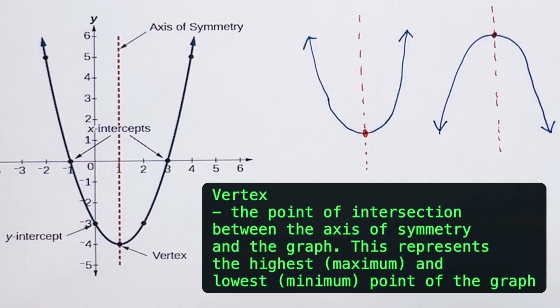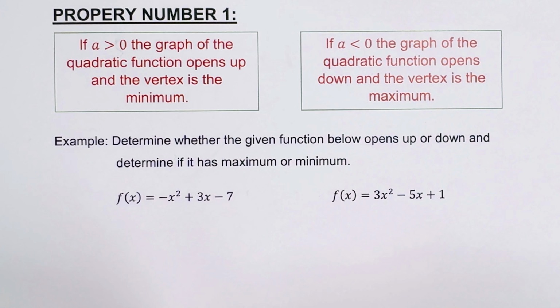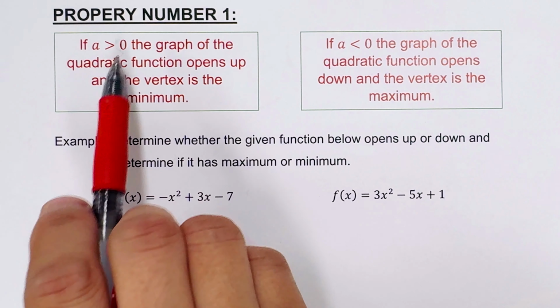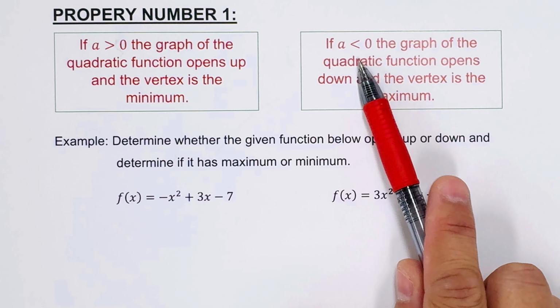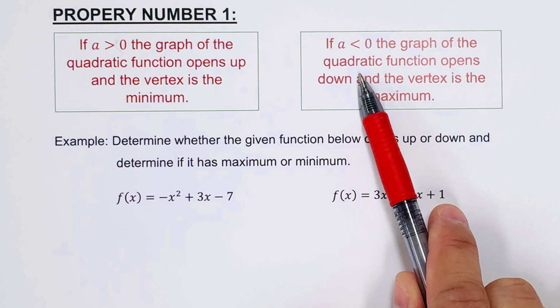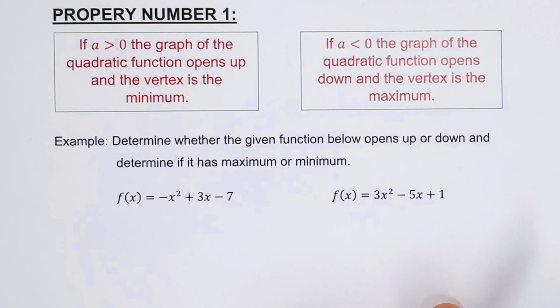Okay, so we have here the first property of quadratic function. First, if a is greater than 0, the graph of the quadratic function opens up and the vertex is the minimum. Well, if a is less than 0, the graph of the quadratic function opens down and the vertex is the maximum. So let's have an example to better see how this works.